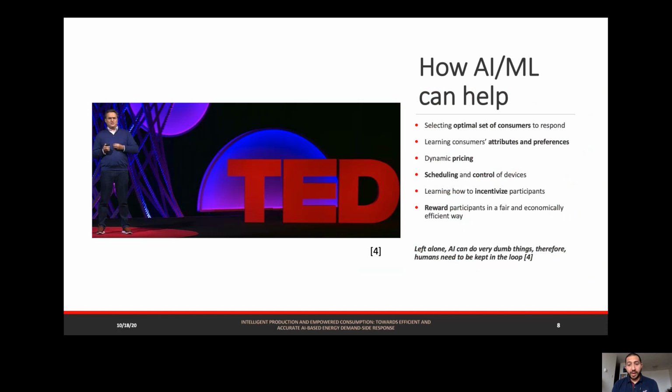So AI and machine learning can help in many different ways. From these different ways, we can really highlight the top areas in which AI and machine learning can help us. So number one, it can select the optimal set of consumers that will respond to a request. It can learn the consumer's attributes and preferences. It can help with dynamic pricing of energy. It can also help with scheduling and control of different devices, provided that consent and permission is provided, and learning how to incentivize the participants in such a program.